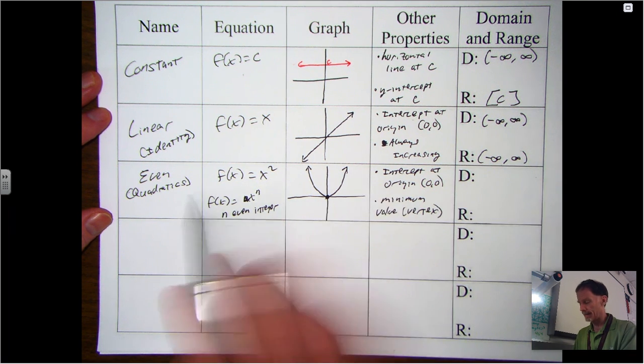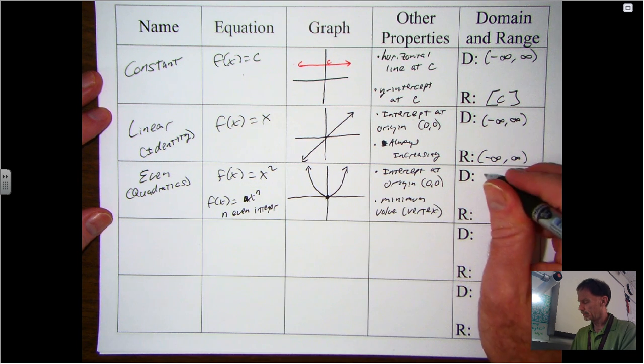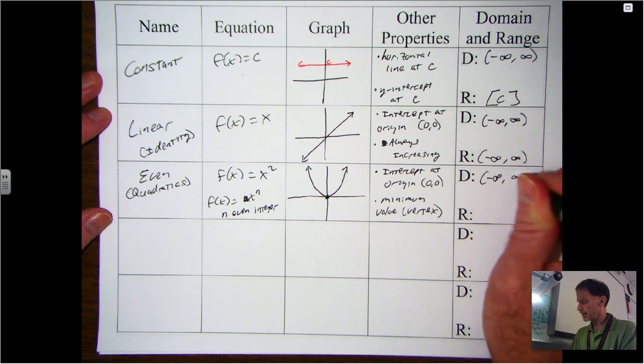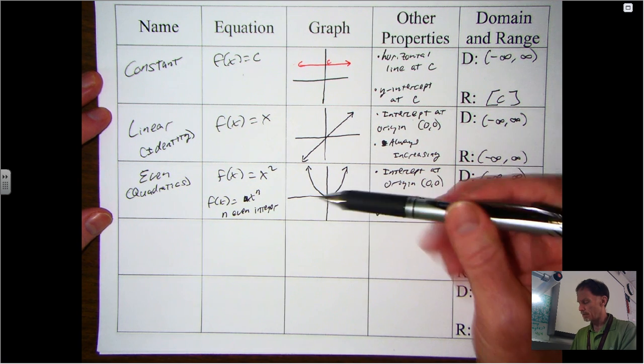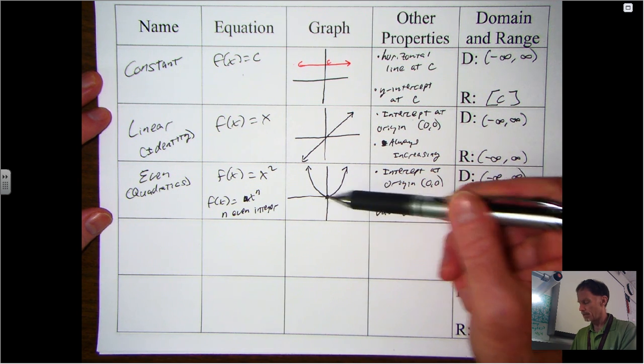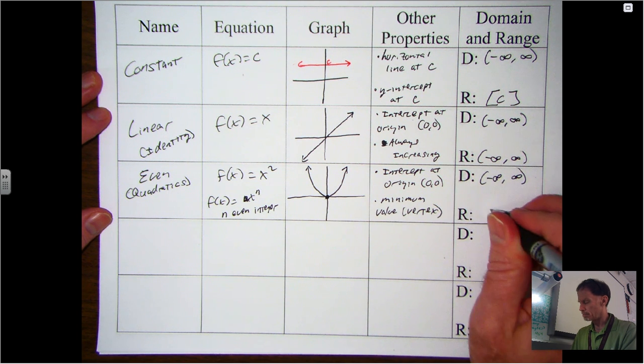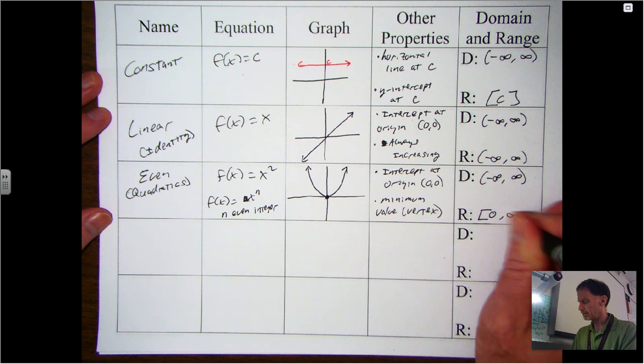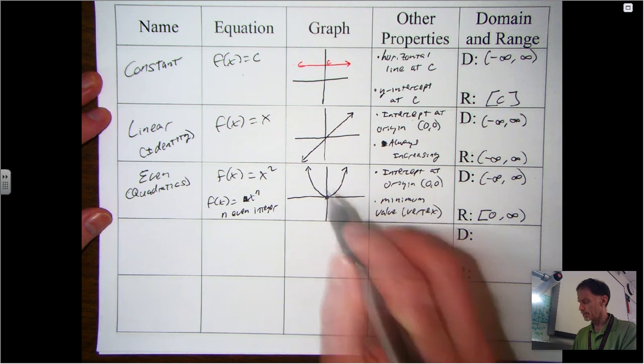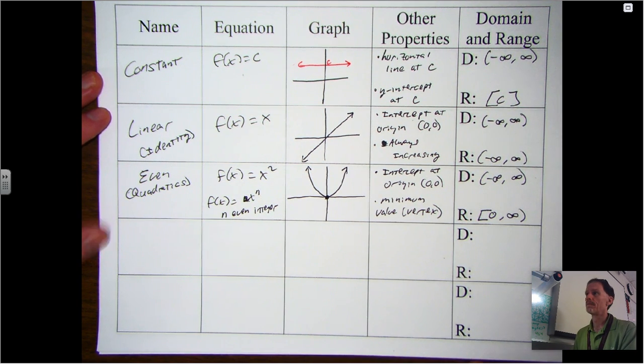Domain, again, x can be anything, goes on forever and ever, so negative infinity to infinity. But the range, notice it never gets below 0. So the way we're going to write the range is with a bracket. Super important. You see that it's a bracket to infinity, because it does go up forever and ever.